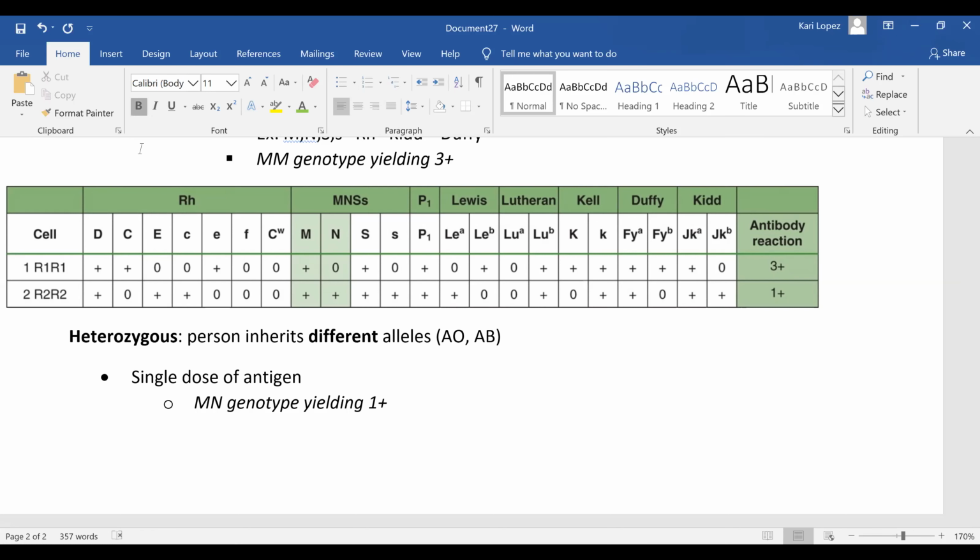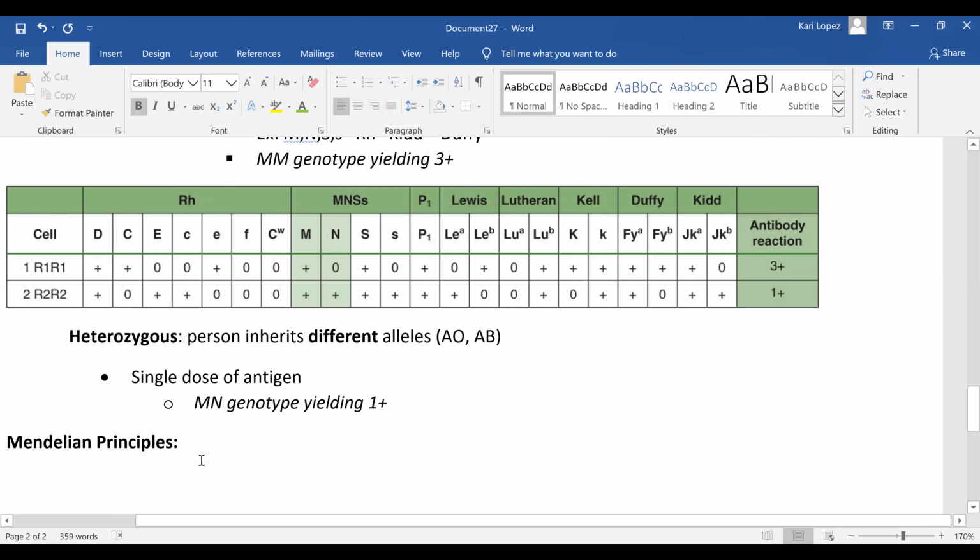Kind of makes sense. Yeah. Now these Mendelian principles, that's just saying that genes are inherited in pairs.